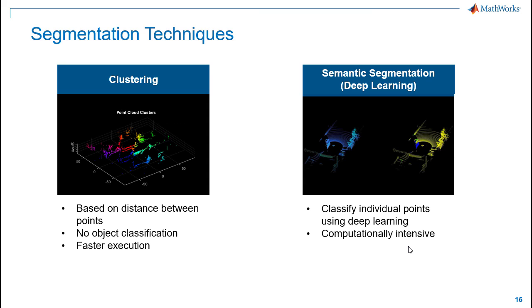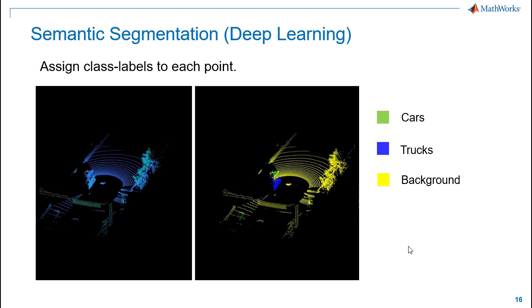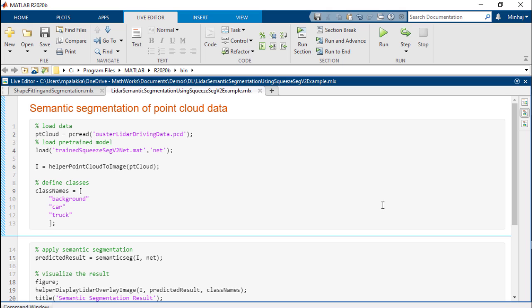The second technique is to use deep learning models. The neural networks here assign class labels to each point in the point cloud. We can apply state-of-the-art networks like PointSeg and SqueezeSegV2 on the raw point cloud data. It segments the point cloud into three classes here: cars, trucks, and background. Let's look at the code for this.